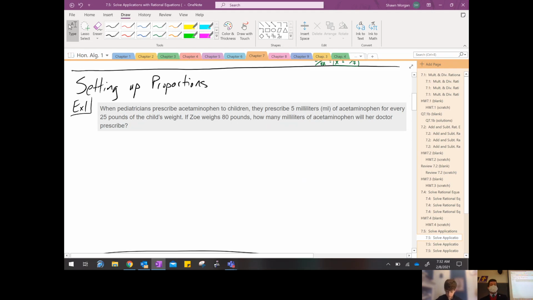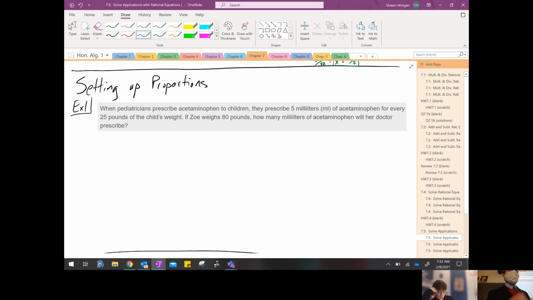Now it says a pediatrician is prescribing acetaminophen. What's acetaminophen frequently called? There you go, Tylenol. So it's going to prescribe some Tylenol to children. They prescribe 5 milliliters for every 25 pounds of the child's weight, okay? That right there is a ratio, a comparison of two things, okay?